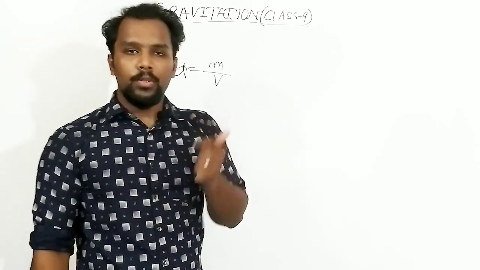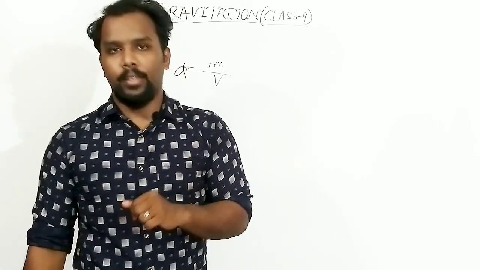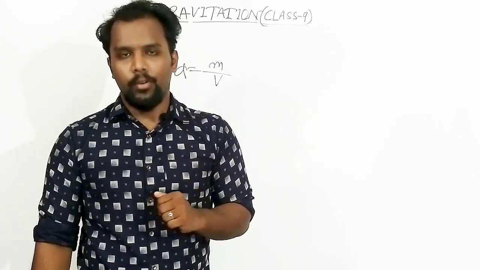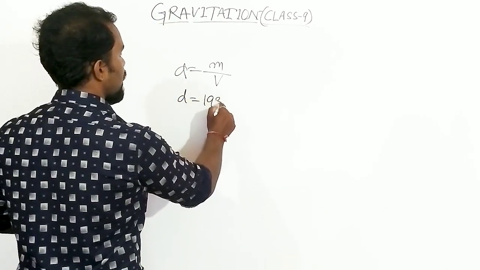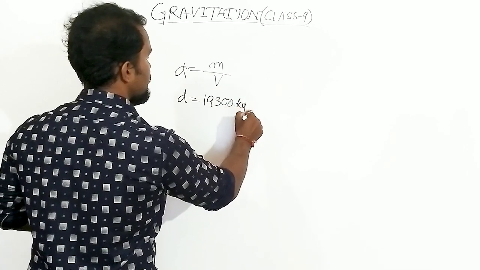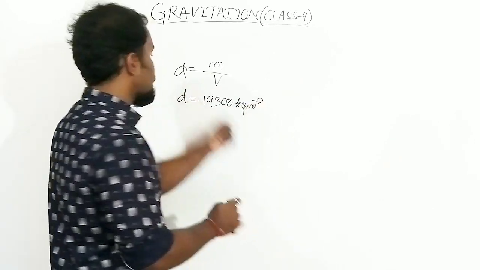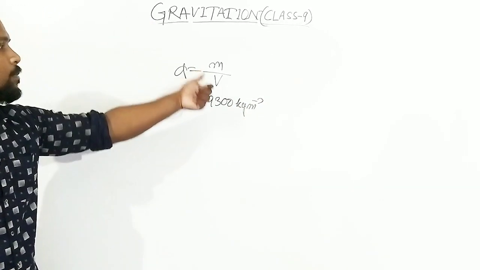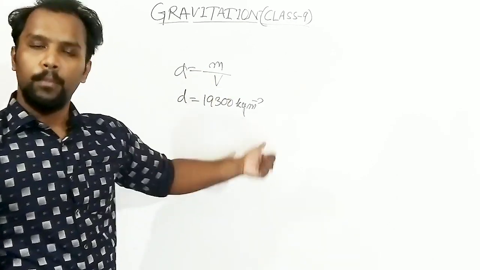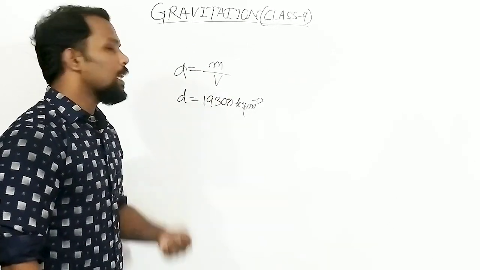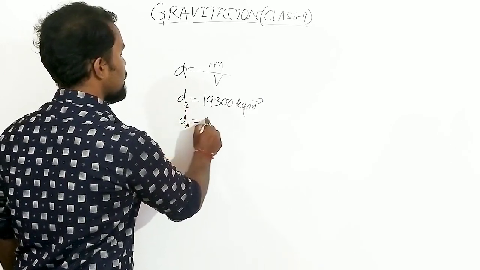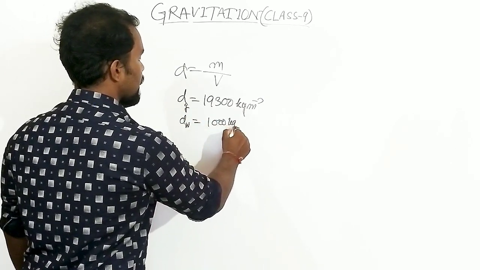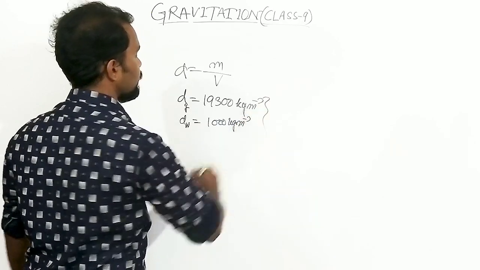Density of an object is also its inherent, or characteristic, property. The density of gold is 19300 kg per meter cube. The unit of density is kg per meter cube, because mass has a unit of kg and volume has a unit of meter cube. And the density of water is 1000 kg per meter cube.